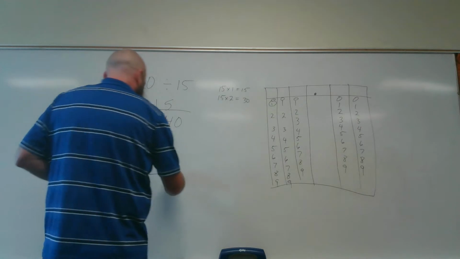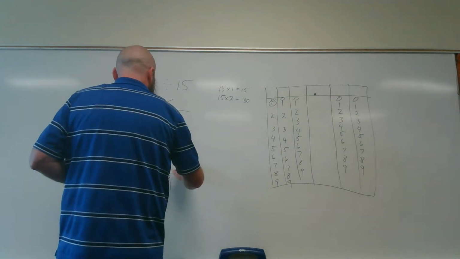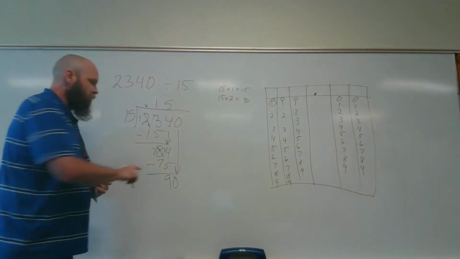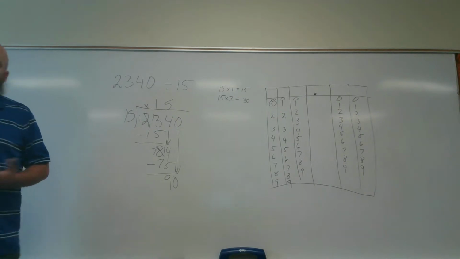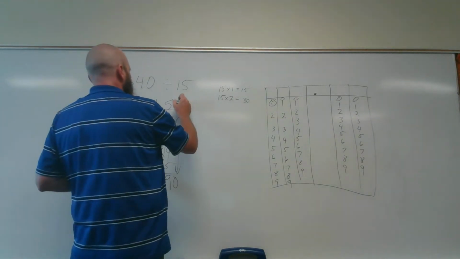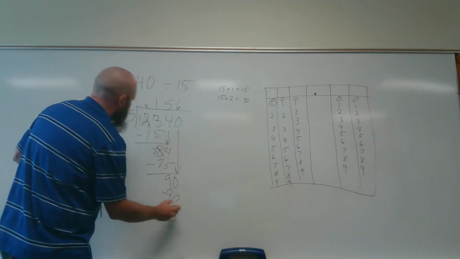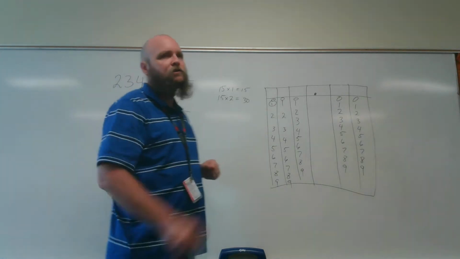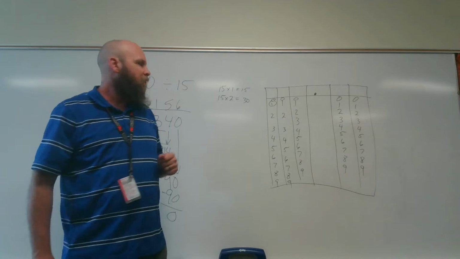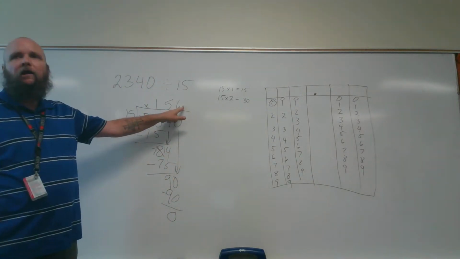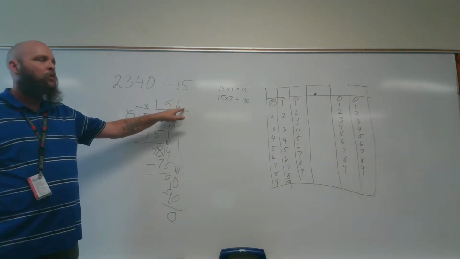14 minus 8 is 9. Bring down the 0. And 15 goes into 90 six times, I believe. Yes, 6 times. That's 90. We subtract, we get a 0. That means we'd get an answer of 156. Again, my quotient is 156.